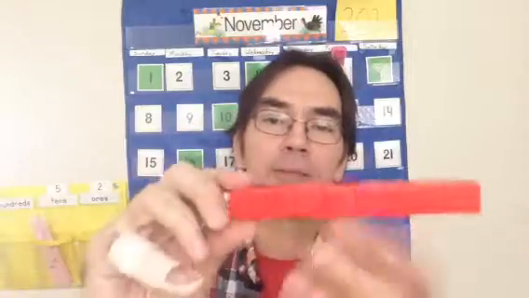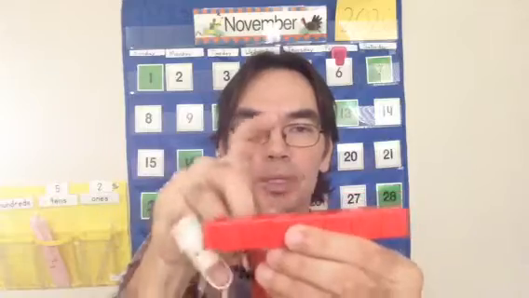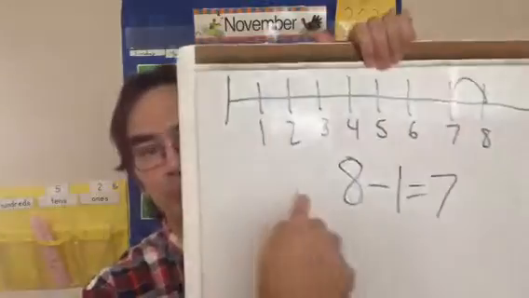1, 2, 3, 4, 5, 6, 7, 8. There's 8 cubes. Count back 1 means you take 1 and you count what's remaining to find the difference. 1, 2, 3, 4, 5, 6, 7. So, just like we found here, 8 minus 1 equals 7.